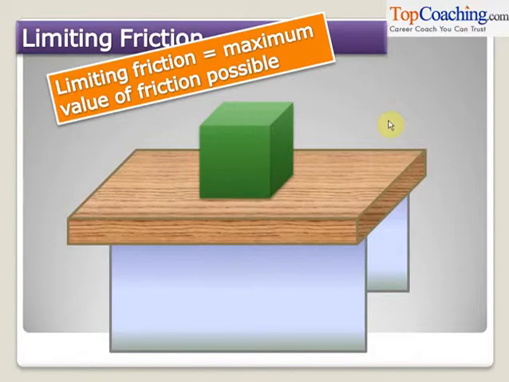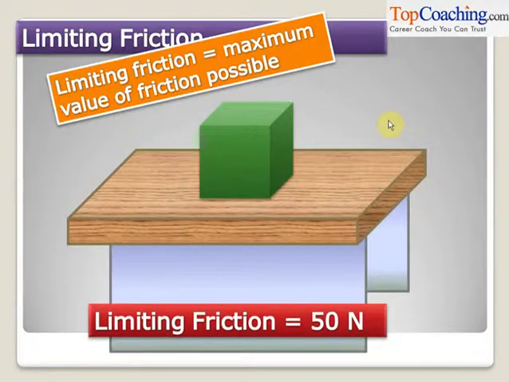Limiting friction represents the maximum value of friction possible between two surfaces. Understood? So any two surfaces on this earth have a specific value of limiting friction between them. This means that between those two surfaces, that is the maximum resistance to relative motion that can be offered. Let's say that the limiting friction value between the block and this table is 50 Newton.